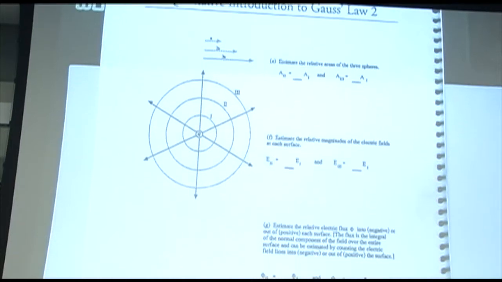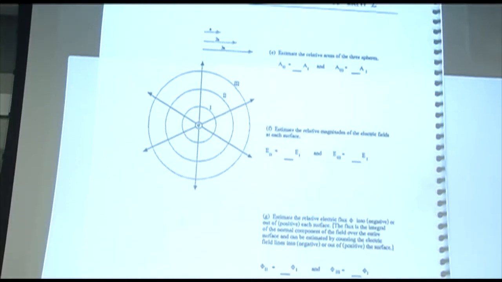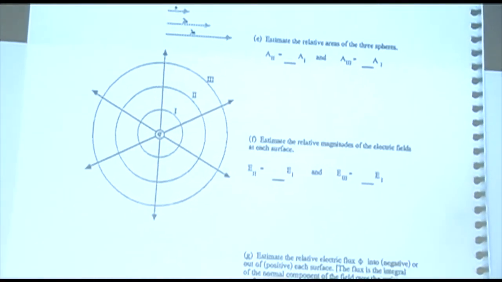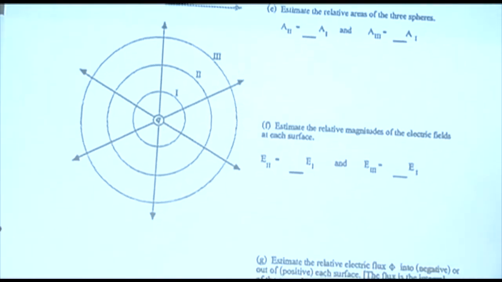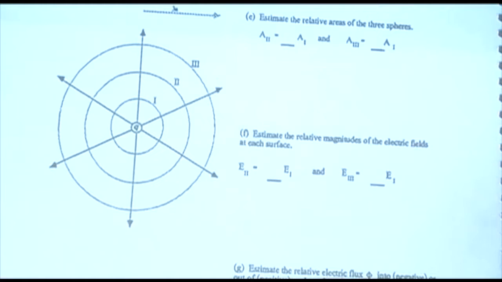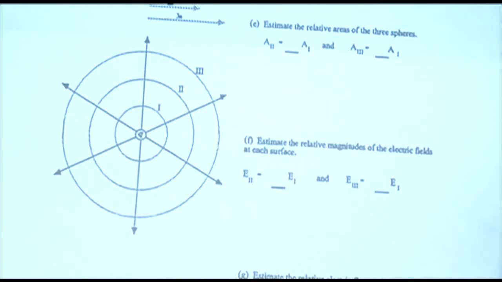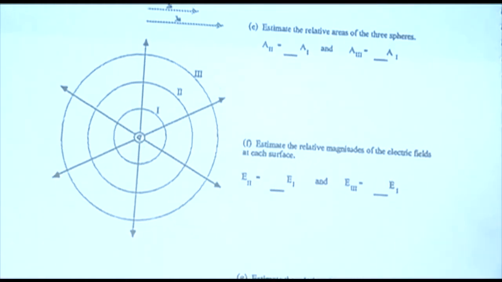Now, three circles labeled 1, 2, and 3 around a single point charge. The radii are A, 2A, and 3A. So tell me how the areas compare.